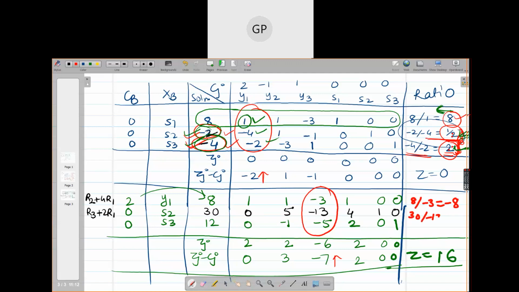Yes or no? Yes, ma'am. And you cannot decide which ratio is minimum. All are negative. We consider ratio has no sign, right? So therefore this LPP has an, what do we say? Unbounded solution. All the elements in the pivot column are negative. Therefore, the dual LPP has an unbounded solution.